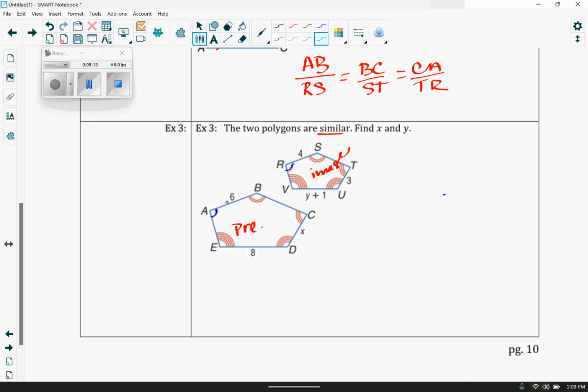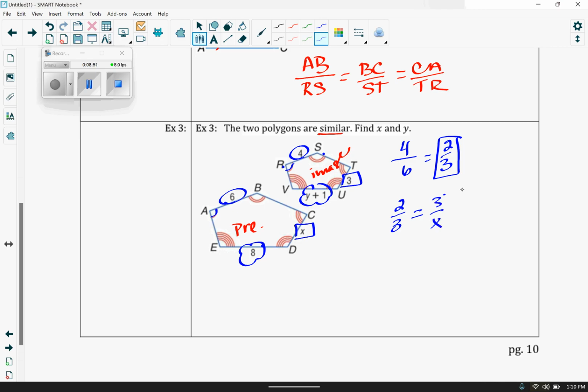So A to B is a 6. R to S gives me a 4. I have my X down here. And then I'm going to put clouds around these guys. Circle for circle, I'm going to say 4 over 6, which reduces to 2/3. Here in a short minute, that's going to be your scale factor. You're going to learn that. So I've got 2/3, and I'm going to set that equal to 3 over X and solve that one.